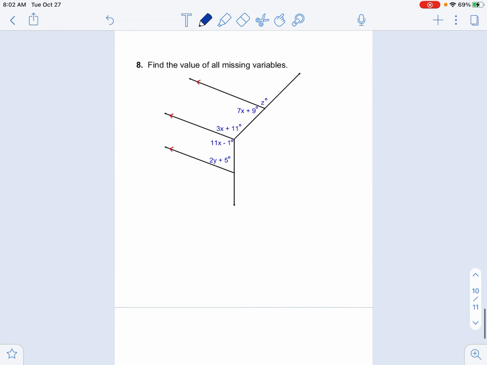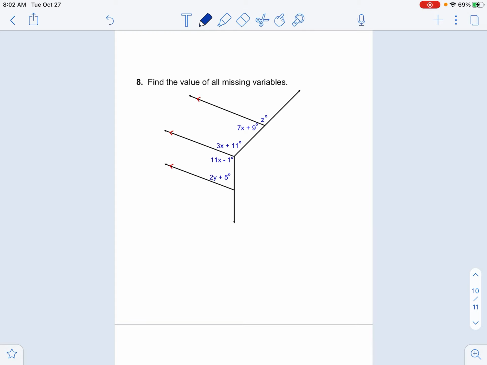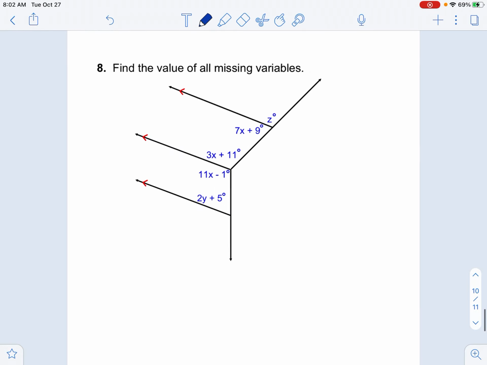Okay, the very last one here. Actually, yes, it is the very last one. The very last one here, it says find the value of all the missing variables. So once again, you're going to start it the same way. You're going to say, all right, what can I solve for first? So I have 1z, 1y, and 3 different x's. So I know that I can solve for x first if I'm going to be able to solve for anything. So I'm going to use my parallel lines to help me. So first off, I see x here, here, and here. And obviously, I'm only going to use 2 of them to solve for x.